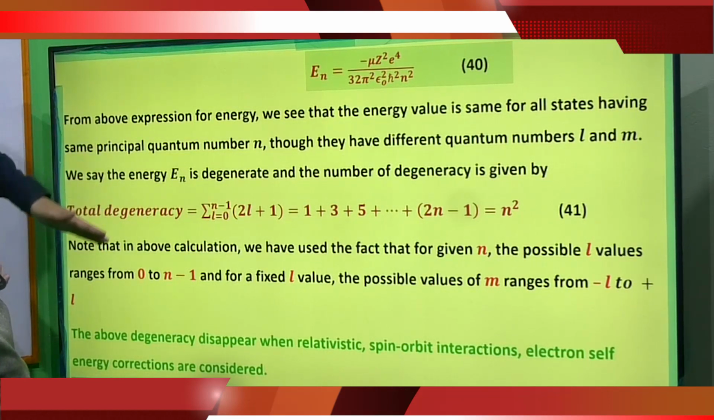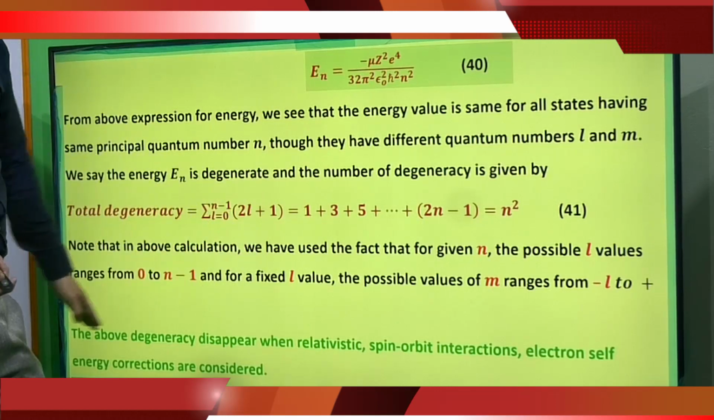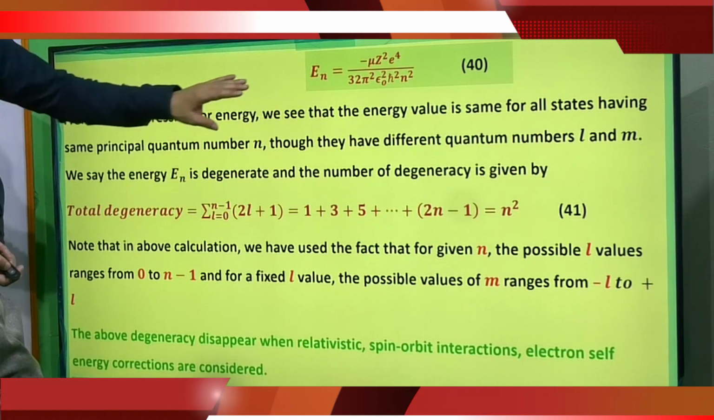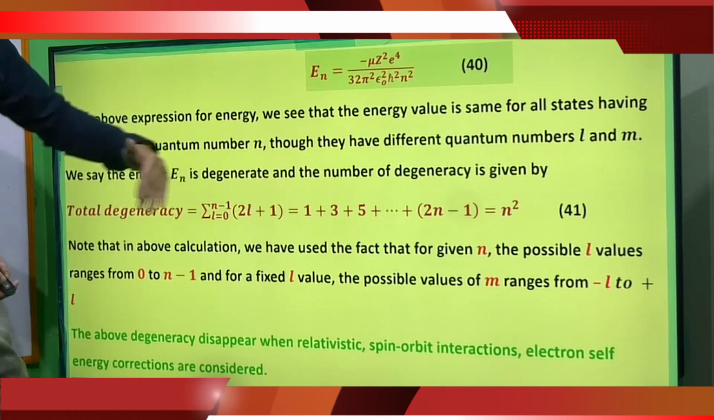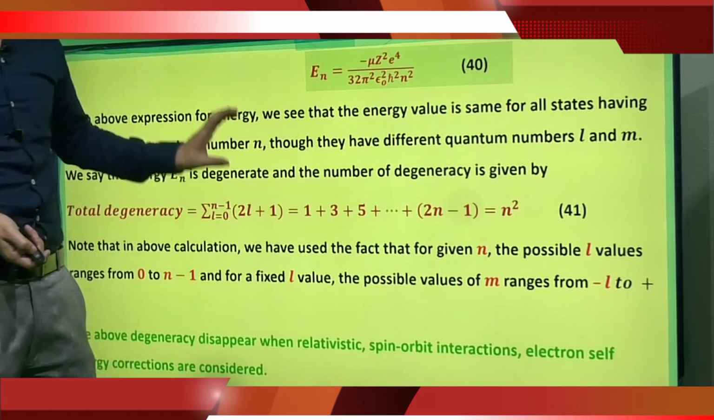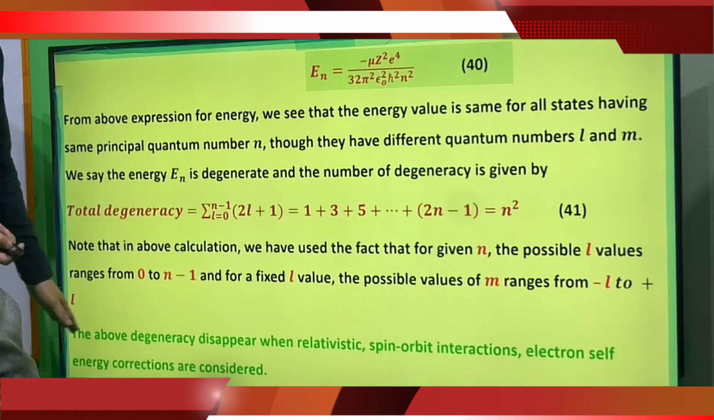When you consider the relativistic spin orbit interaction or electron self-energy correction, then that degeneracy will be removed. That means all these states will have different energies. You have to note it. But in our present case, we do not consider these things. We consider only the non-relativistic case without any correction. That is the simplest one.